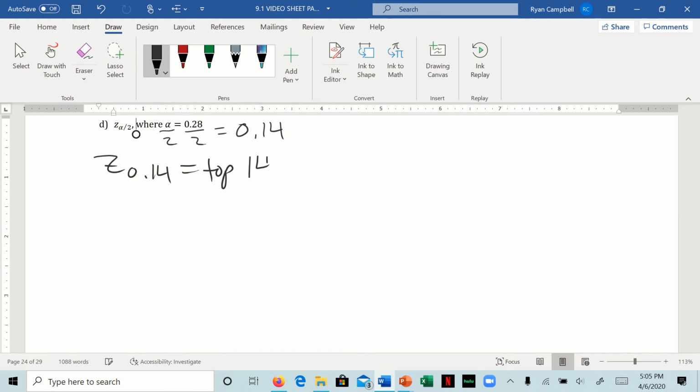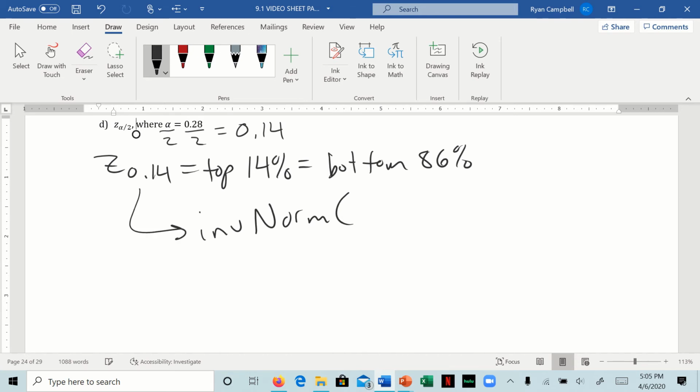So that is the top 14%, which means it's the bottom 86%. So we know, by doing this over and over again, the way we get the critical value is just doing inverse norm of 0.86, the bottom percentage, comma 0, comma 1, which is going to be 1.08.